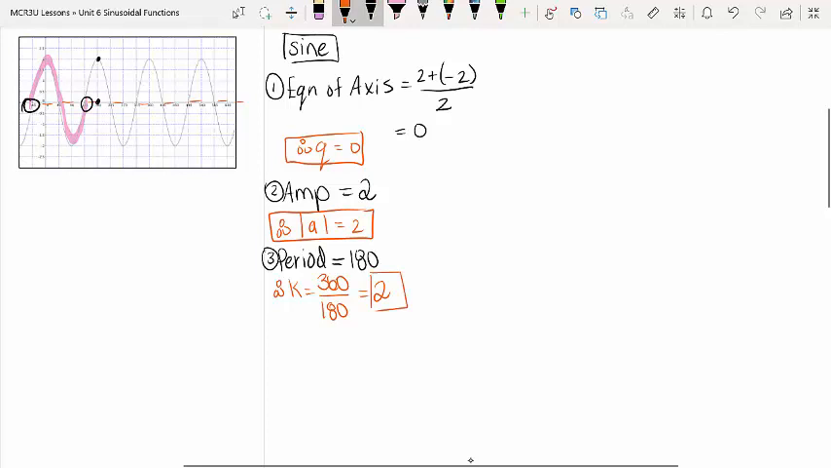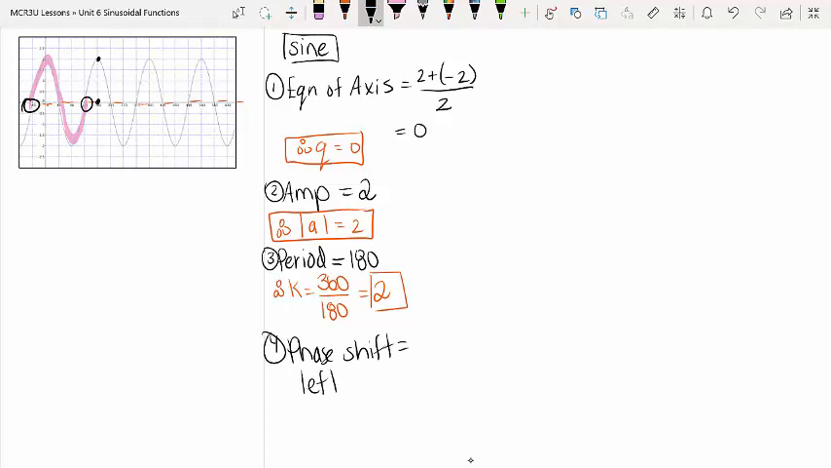And finally, our phase shift. So our cycle of sine has definitely been shifted. It's been shifted to the left 45 degrees. So we have a phase shift left 45 degrees. Okay, so in our equation, our p-value is going to be positive, the opposite. So let's build our equation now. So our a value is positive 2. Our k value is 2. Our phase shift is to the left 45, so it's going to be positive 45 in the equation. And our q value is 0.